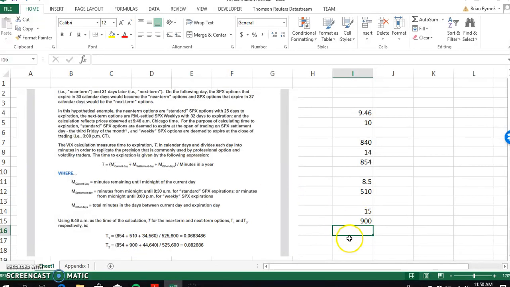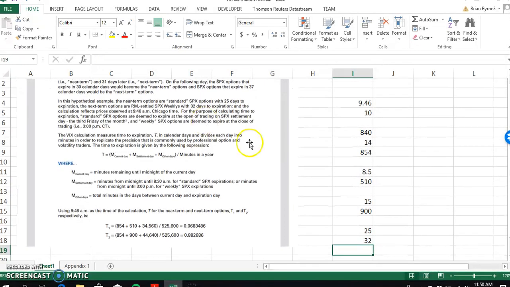And then the last figure here, in terms of the minutes, we have 34,560, and then for the second one, 44,640. In this particular instance, how many days until expiration? The number of days until expiration is 25 days for the nearest contract, and then 32 days for the following contract.